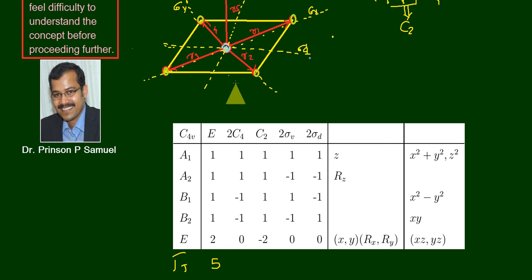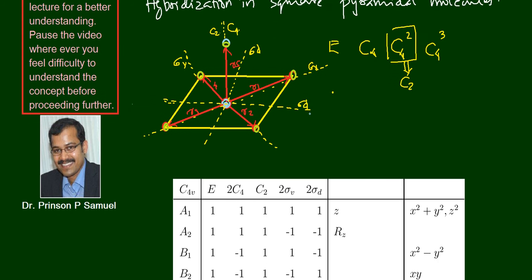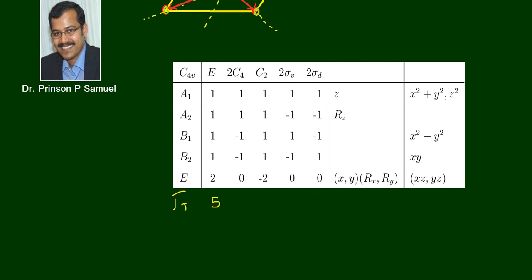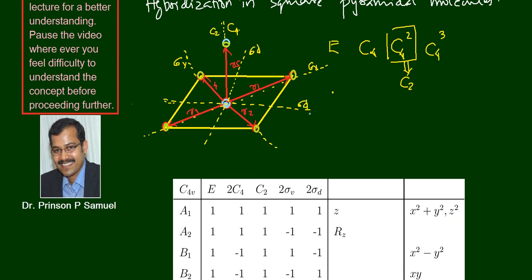And what about C4? C4 is the rotation about the R5 vector in this case, right? Therefore, only R5 vector will retain its position during the C4 rotation. All other vectors will change their positions. Therefore, the character corresponding to C4 is equal to 1. Okay. And what about C2? C2 is considered as the same axis as the C4.